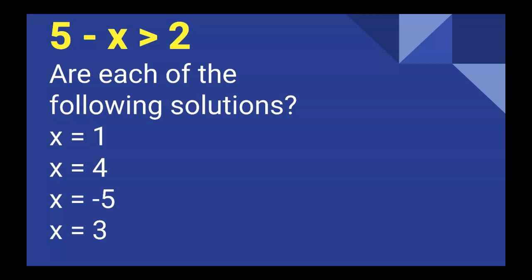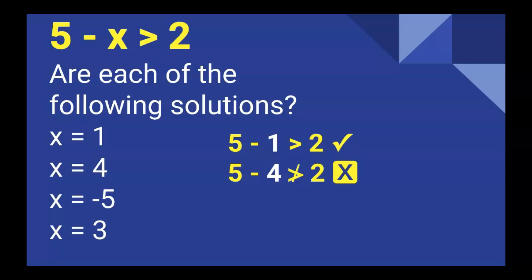All right, x equals 1. You would substitute 5 minus 1. You would get 4, and that is greater than 2. So yes, that's a solution. For the second one, you would do 5 minus 4, but that's 1. 1 is not greater than 2, so 4 is not a solution to this inequality.